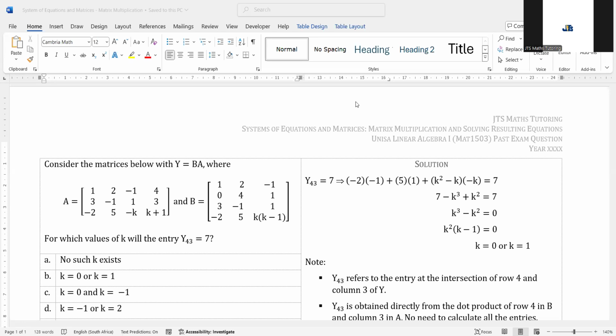Today, we are looking at matrix multiplication, and we are going to use a question from a past exam paper from Unisa, Linear Algebra I.